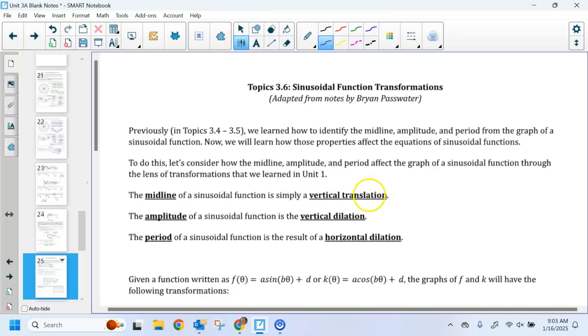Okay, because the midline acts as the vertical translation, the amplitude acts as the vertical dilation, and the period acts as the horizontal dilation. And the only other thing that there is a horizontal shift left or right, which we talked about a little bit last class in the sense that the cosine function is the sine function shifted left by pi over 2.